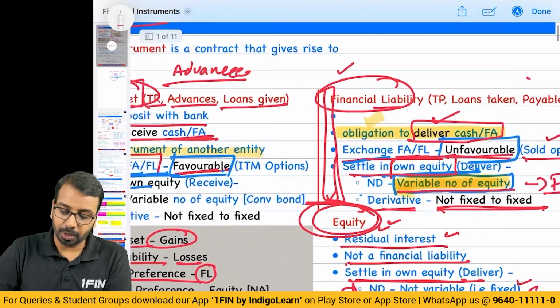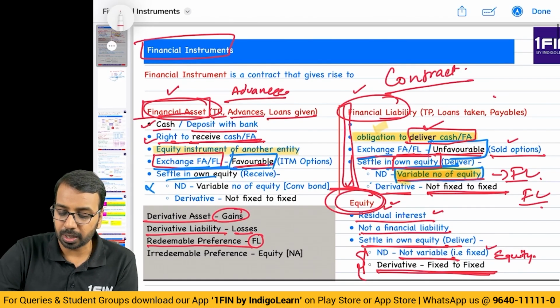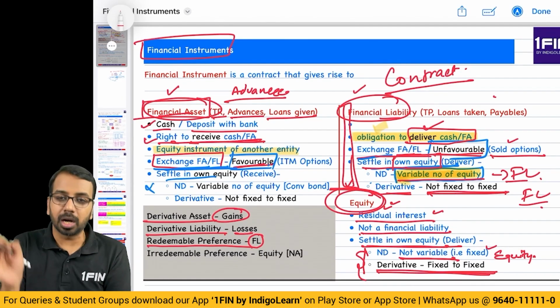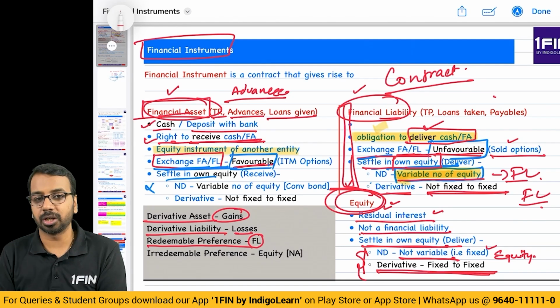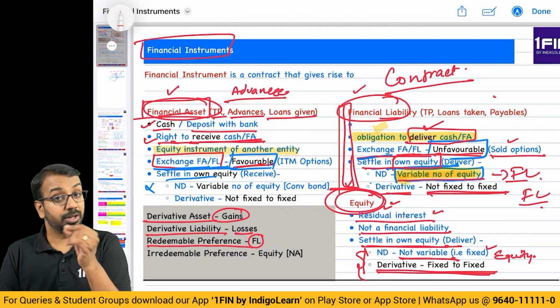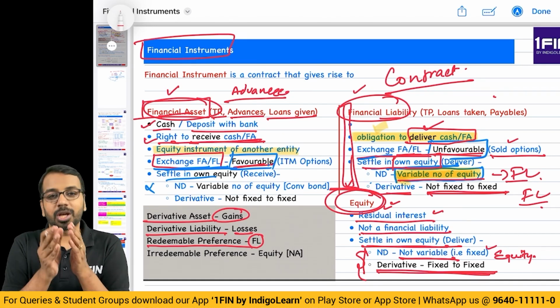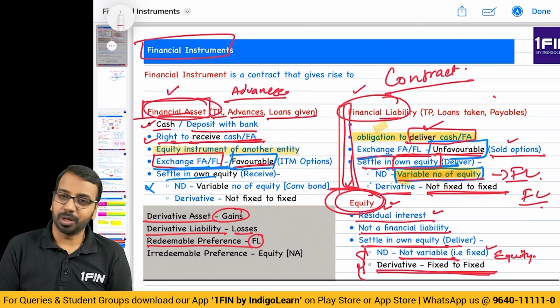And please remember, all of these have to arise out of a contract. There has to be a contractual right or a contractual obligation. If it is something related to refund of taxes, income tax refund and all of that, those do not arise out of a contract, and hence those are not within the purview of this particular topic. Okay.